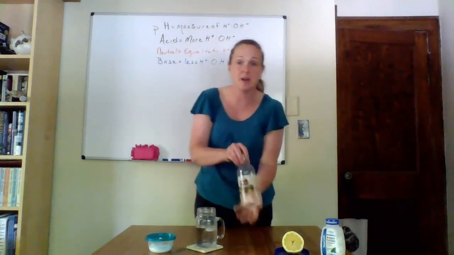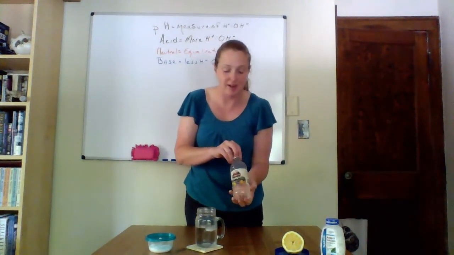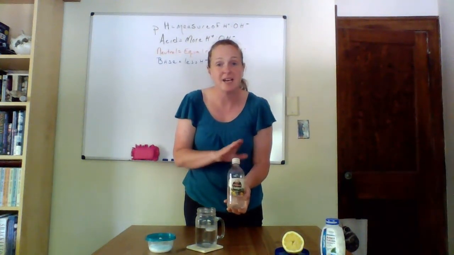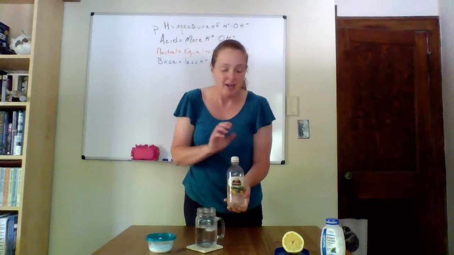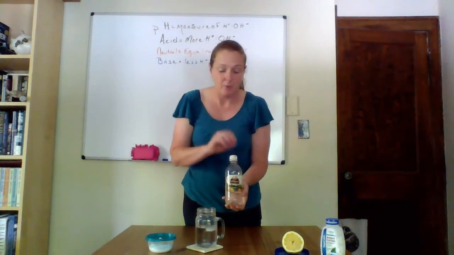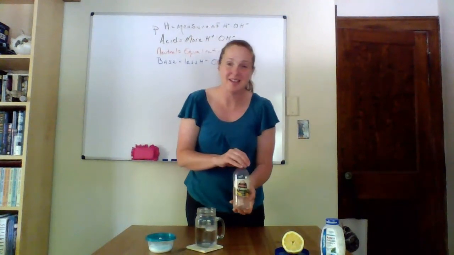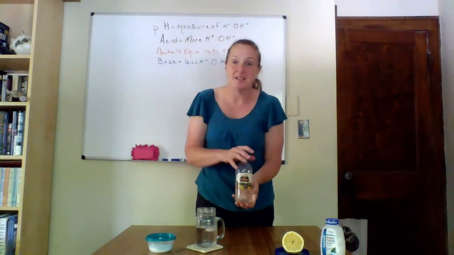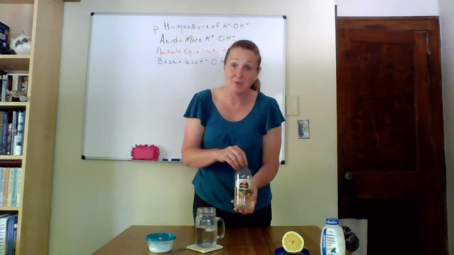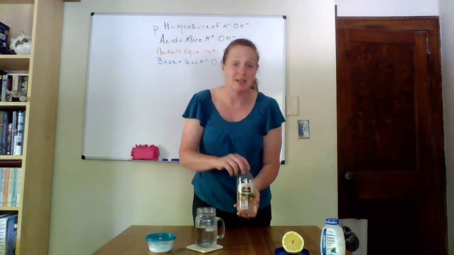So I want to show you just a couple of common acids that you probably have around your house. This is vinegar. Vinegar is typically 5% acetic acid. There's 95% water in this solution. When I drop this into my glass, what's going to happen is my acetic acid is going to split apart, and I'm going to have more hydrogen ions in my solution.